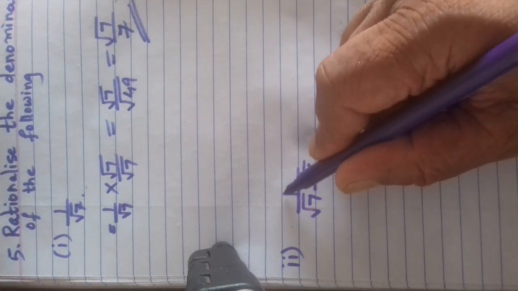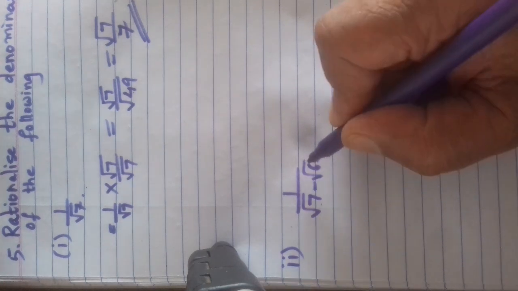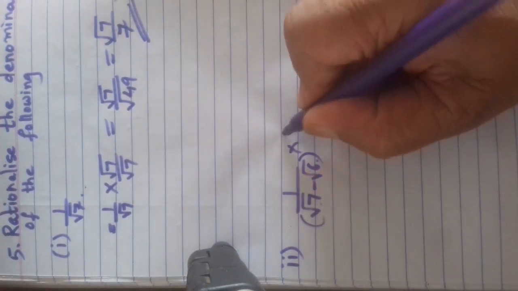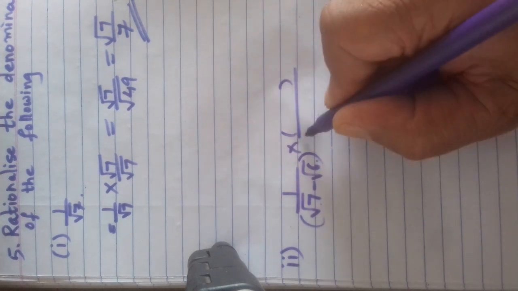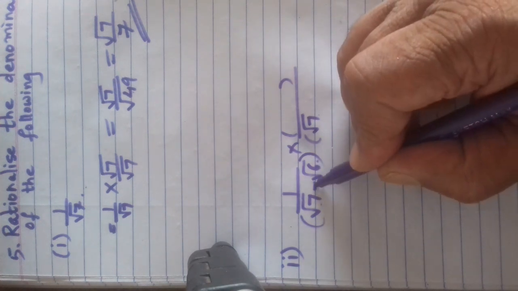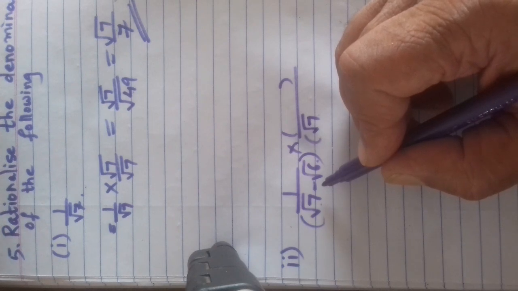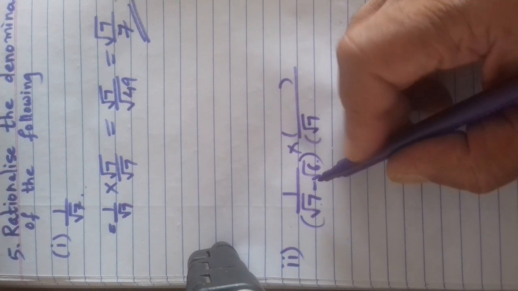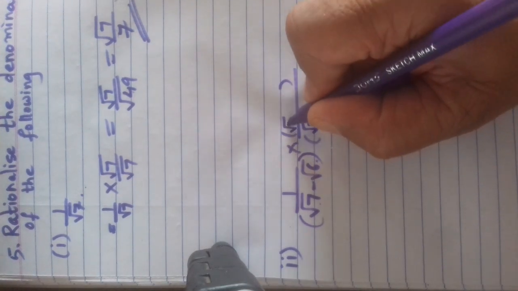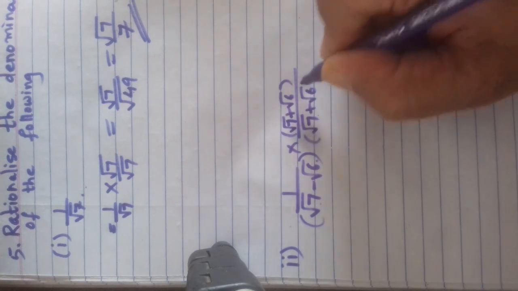We have to rationalize this: 1 by root 7 minus root 6. Here you can see it is a binomial, isn't it? So since it is a binomial, let us multiply and divide by its conjugate. Conjugate means if there is a minus sign in between in the denominator, take a plus sign, and if there is a plus sign, take a minus sign. Since there is a minus sign here, take plus sign. So multiply and divide by what? Root 7 plus root 6.